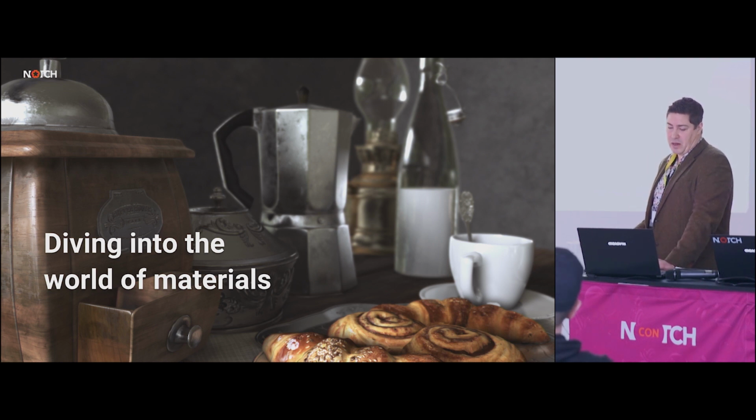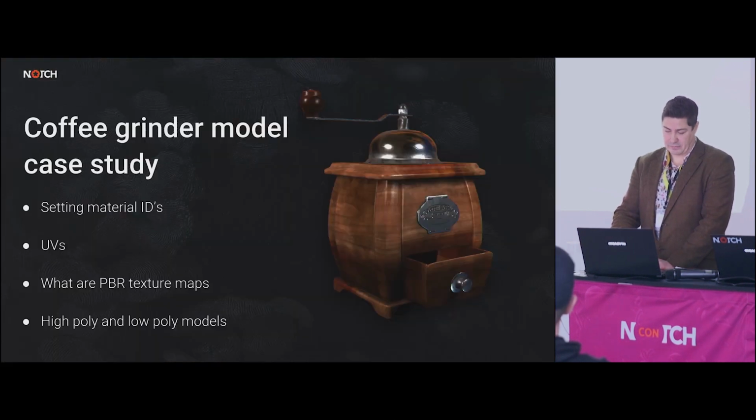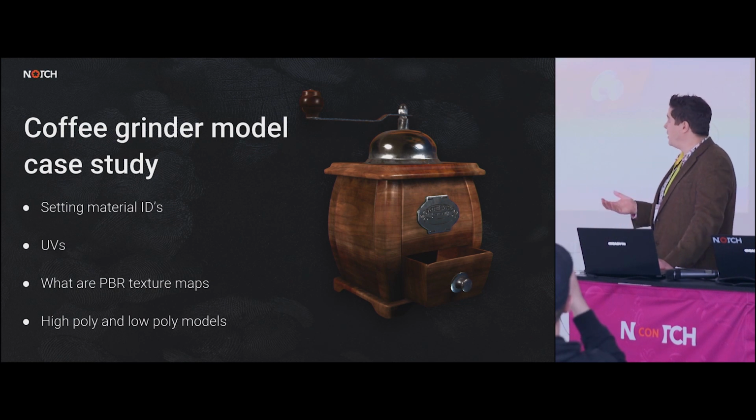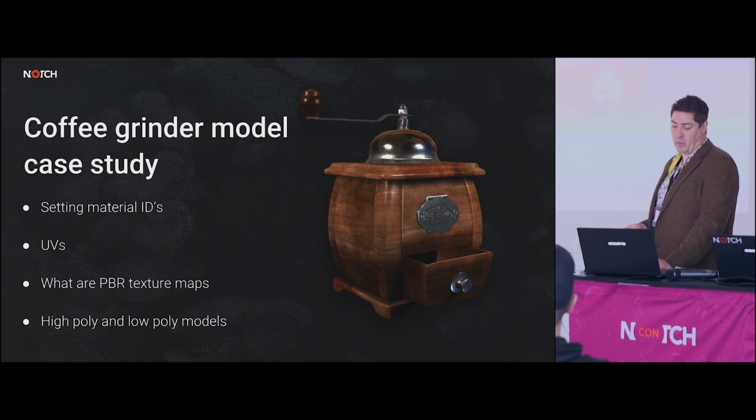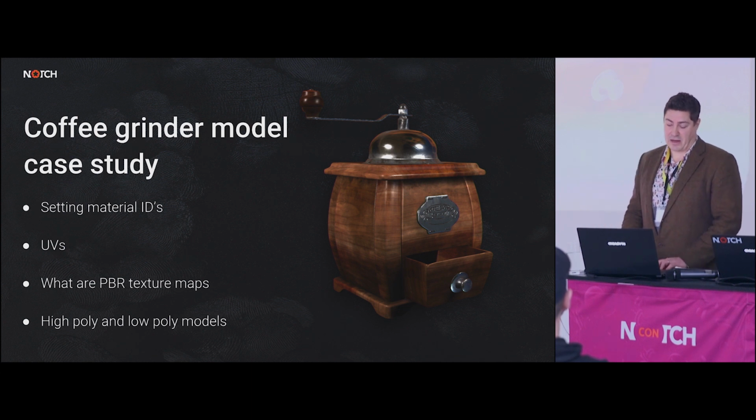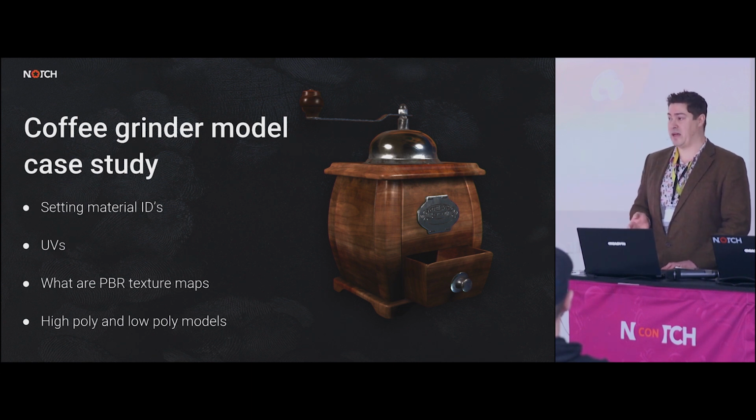So now we're going to dive into materials and look at how these rules are applied to this scene. We're going to take the coffee grinder as our model and look at it as a case study. We're going to look at how to set up the material IDs and how to set up the UVs. I'm going to show you how to create the PBR texture maps, and we're also going to show you how to use high poly information to render off information for the low poly model in the form of normal maps and ambient occlusion maps.